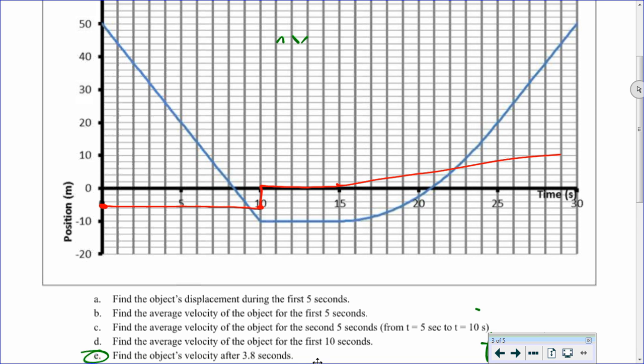Does that make sense? That's a super important distinction, that between here and here, it's not your position.